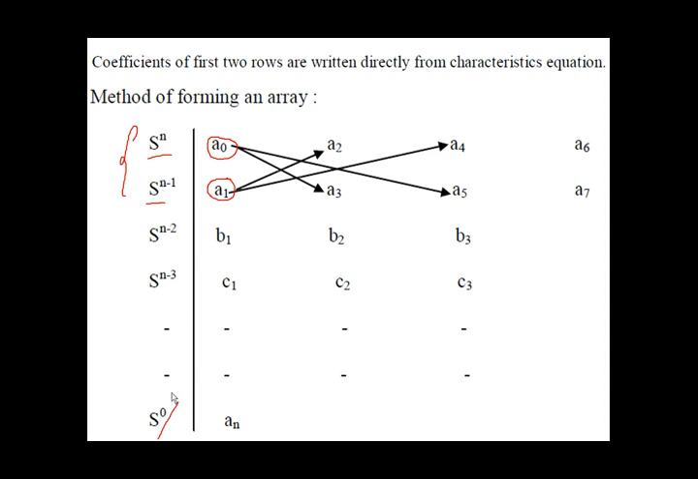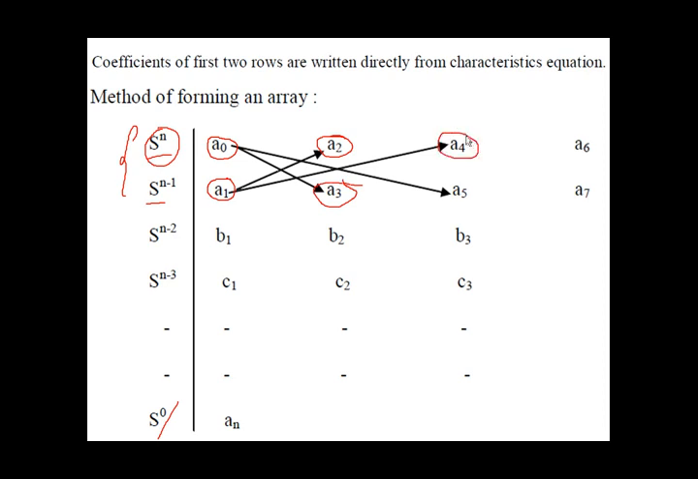So by using the coefficients of the characteristic equation, you need to form this array, and fill the first two rows. That is, s power n is the highest order of the polynomial, so the coefficient of s power n is a0, and the second coefficient is a1, which you need to write in the second row, first column. The third coefficient must be written in the first row, second column, and the fourth one in the second row, second column.